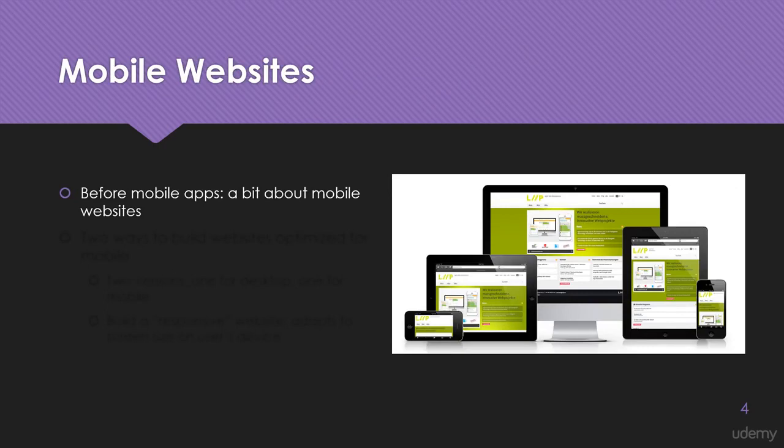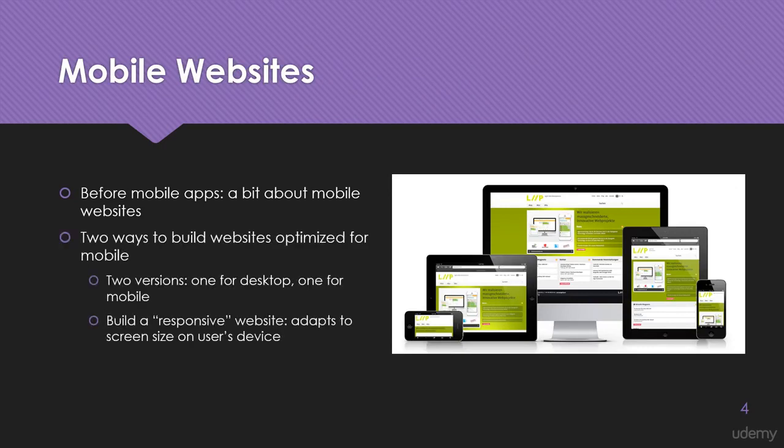Before we go into mobile apps, we'll talk a little bit about mobile websites. So there's two ways to build websites that are optimized for a mobile site. So we talked about building websites earlier in this course, HTML, CSS, and JavaScript, but there's a specific sort of framework you need to use to make sure that your website works well on mobile as well. So there's two ways to do it. One is you build two different versions of your website, one for desktop and one for mobile. Or you can build a responsive website which adapts to the screen size on the user's device.